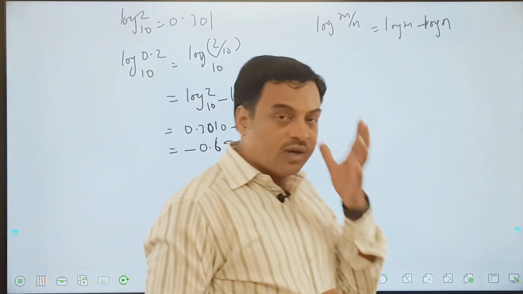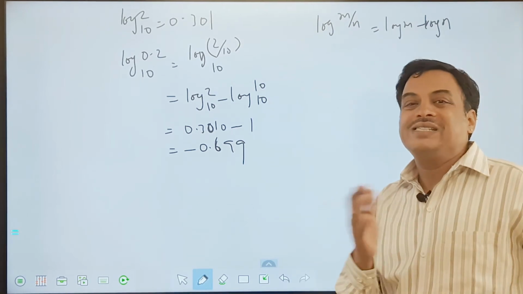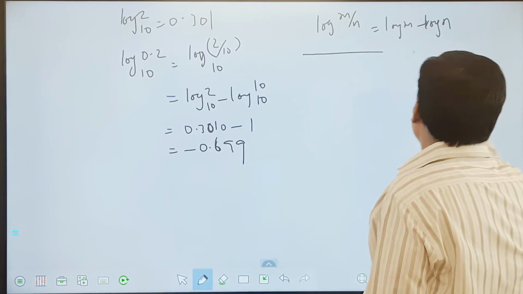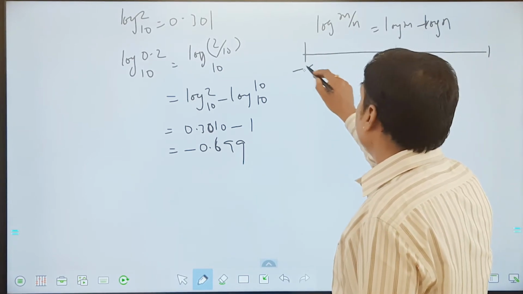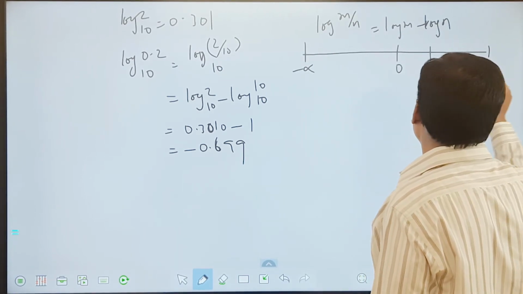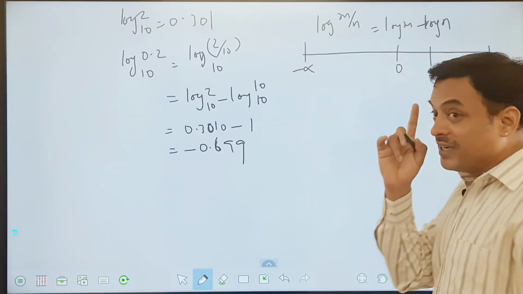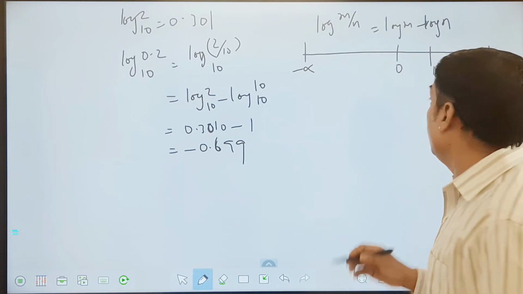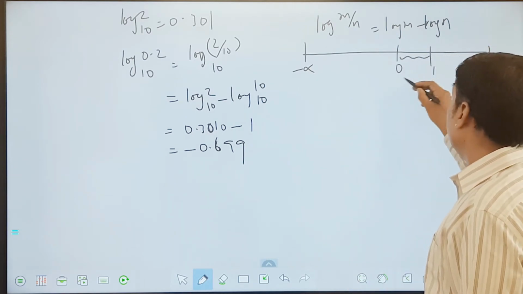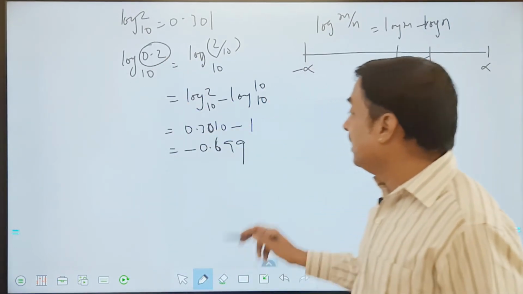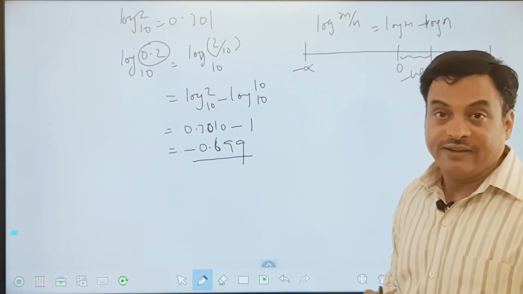Till now we have used logarithms for some of the values, but we haven't seen any time the value coming negative. Remember my friends, in a number line, minus infinity, 0, 1 and infinity, in my first video I made it very clear. If you observe the graph which I have shown in the first video, between 0 and 1 the values will come negative. So this value is between 0 and 1. The answer I got is negative.